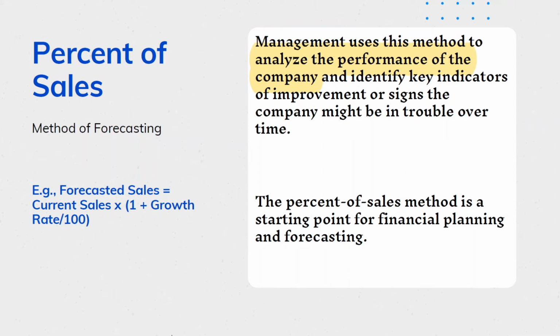Management can use the percent of sales approach to analyze the performance of the company and identify key indicators for improvement. Or if a forecast based on the percent of sales approach shows signs that future operations may not be in good condition, then management can use this approach to identify the troubles before they happen. The percent of sales approach is a starting point for financial planning and forecasting.